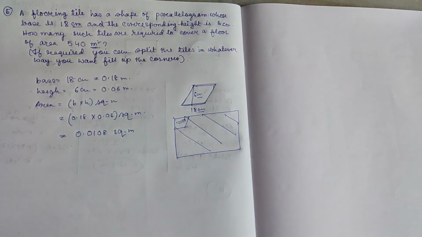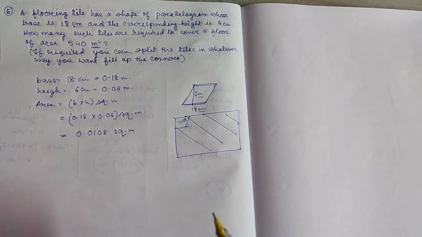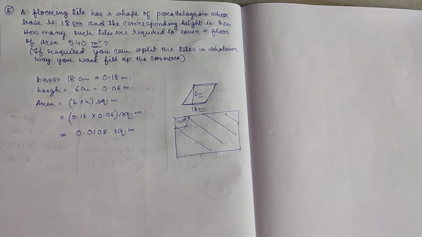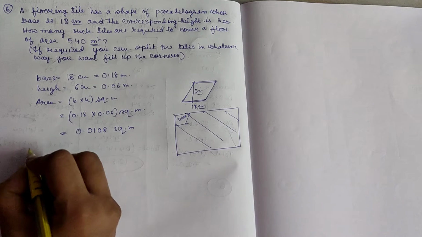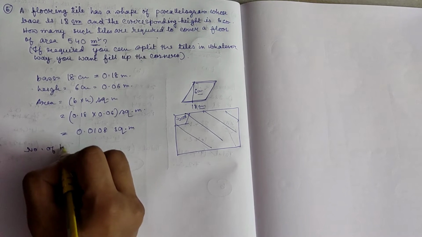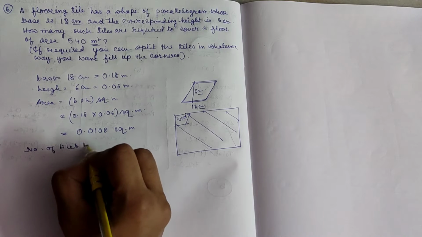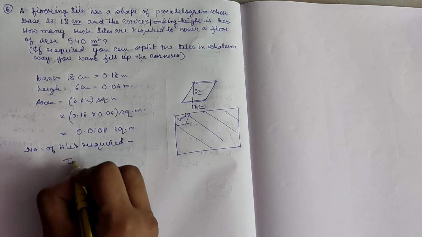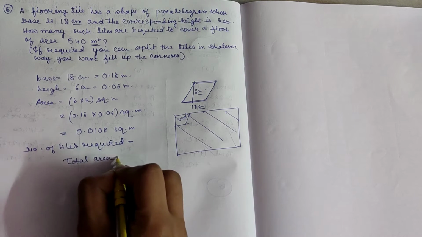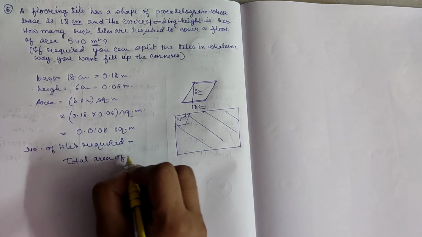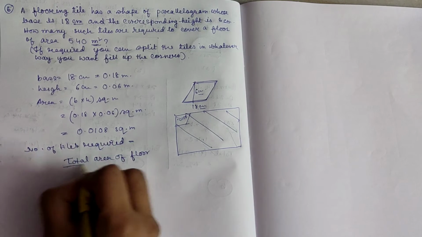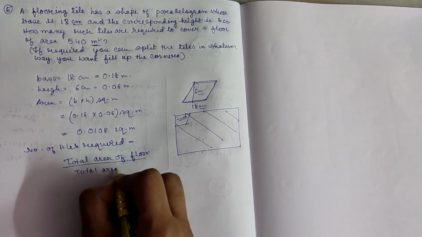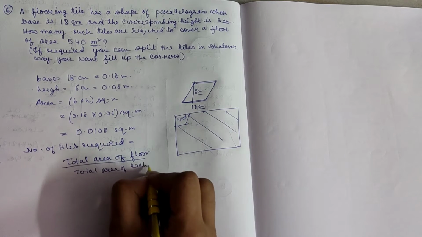When we know the total area, to find out the number of tiles, we have to divide the total area by the area of each tile. So how can we write the number of tiles required? How can we find out the required number of tiles? Total area of floor divided by total area of each tile.